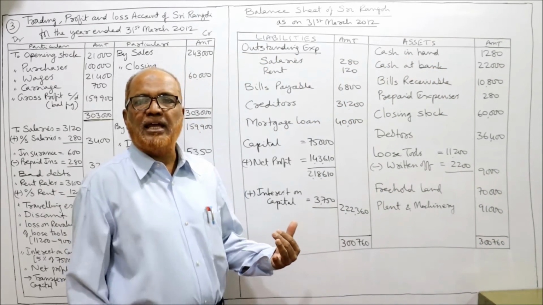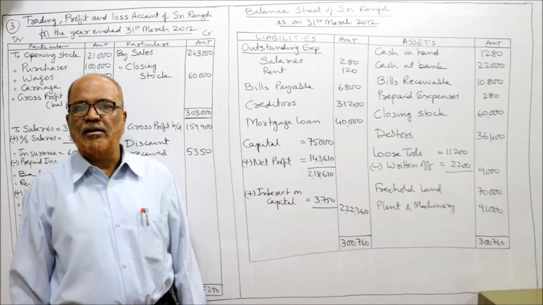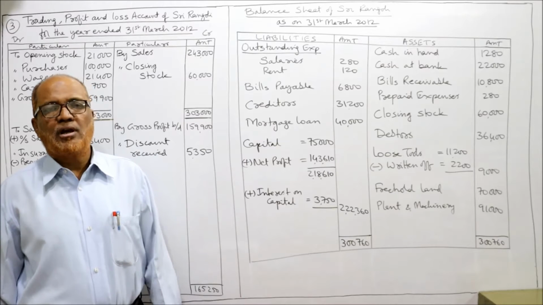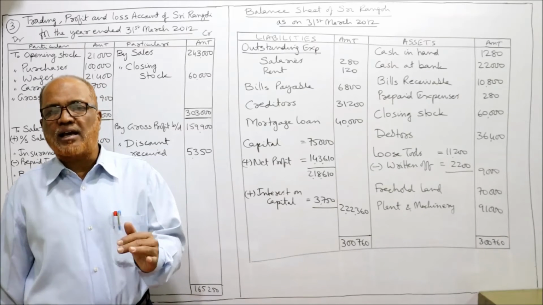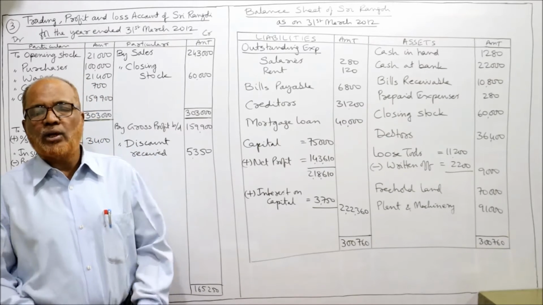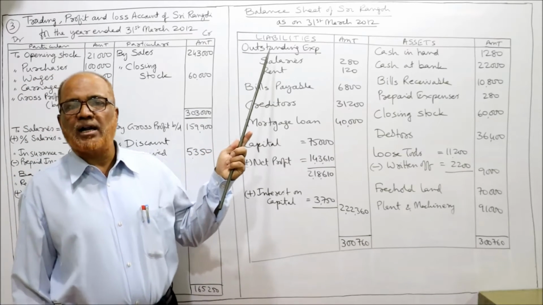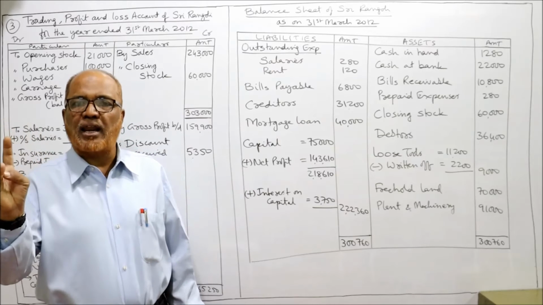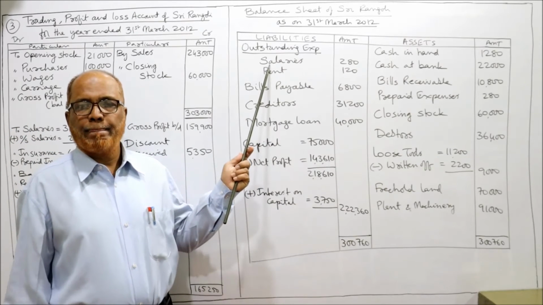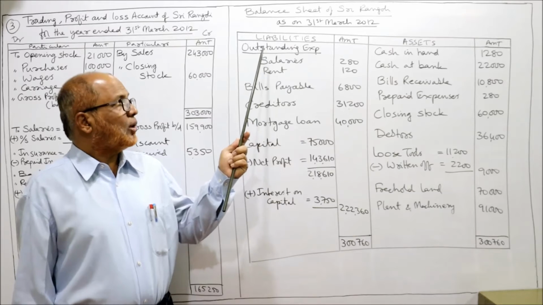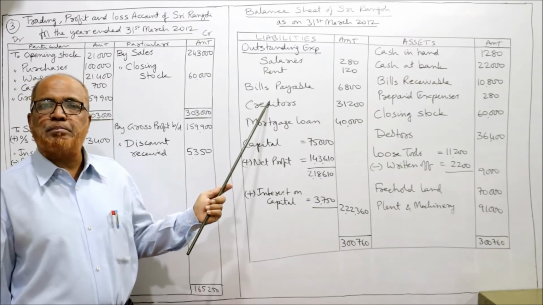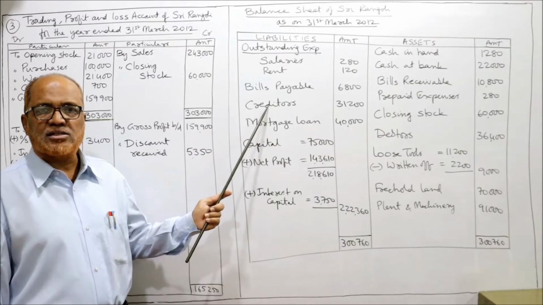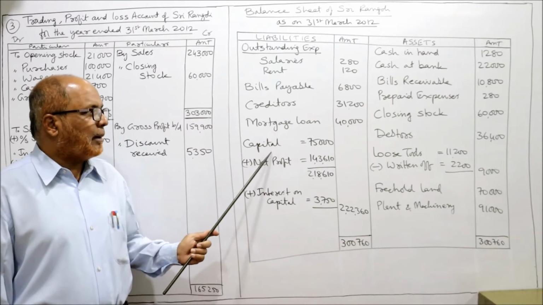Now I am explaining the balance sheet. See, in the balance sheet we are following the liquidity method of marshalling the items. Liquidity method means current assets and current liabilities should be taken first. The liability side I have started with outstanding expenses. The two outstanding expenses are there: salary outstanding, rent outstanding, given in the adjustment. Then bills payable, no adjustment, directly on liability side. Sundry creditors, mortgage loan. Then capital.